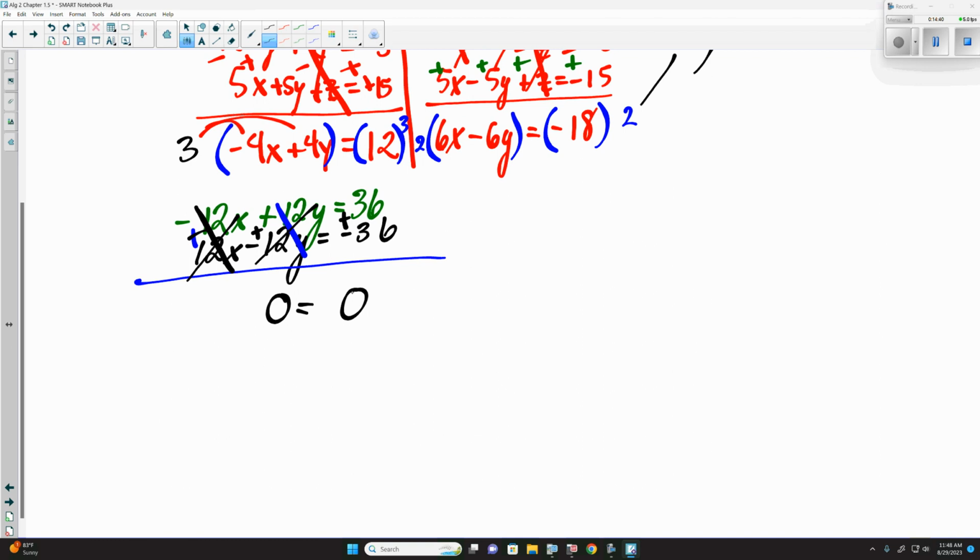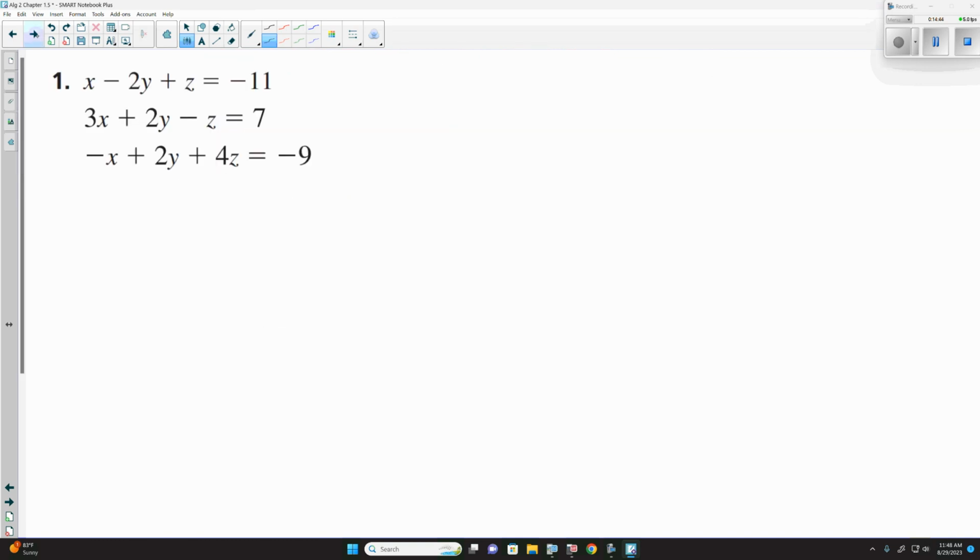Questions on this here? All right. Let's look at some more of these here. This one here will actually have solutions, unlike the last two. But we'll look at this here. So looking at this one here, which variable would we eliminate first? X, Y, or Z?